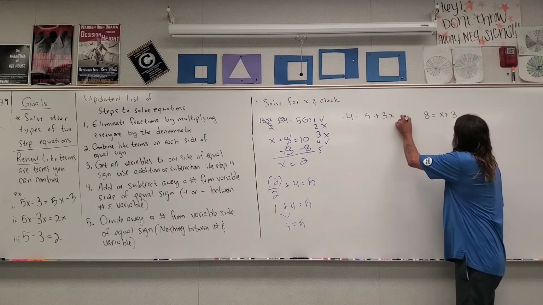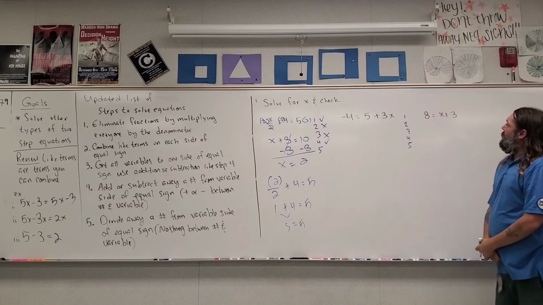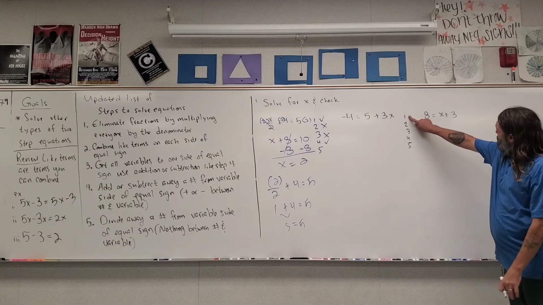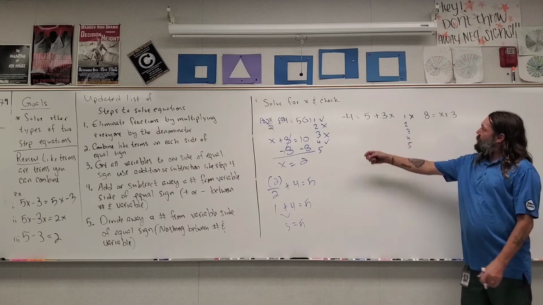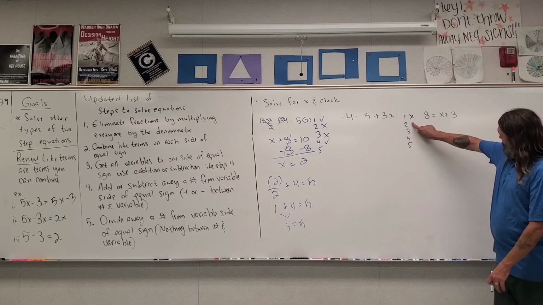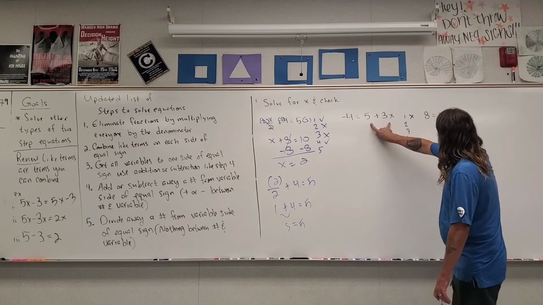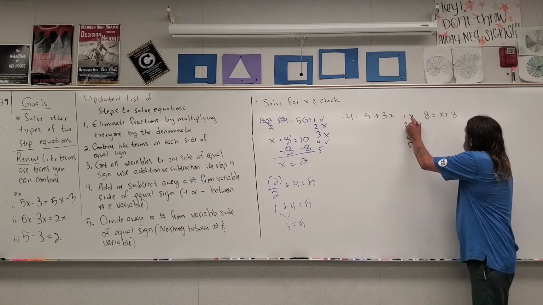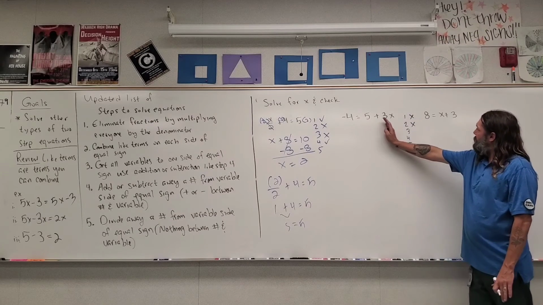Alright, so I got my first step, my second step, third, fourth, and my fifth. Step 1, do I have fractions to eliminate? No, I do not. There's no fractions, can't do it. Step 2, can I combine like terms on each side of the equal sign? I can't combine anyone here, I can't combine anyone there, so I cannot combine like terms on each side of the equal sign. Step 3, are all my variables on one side?